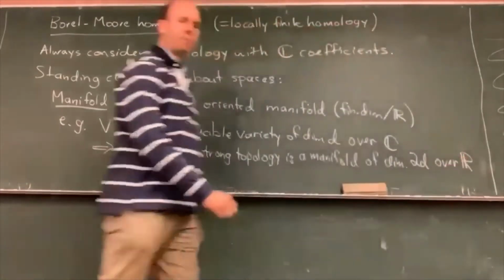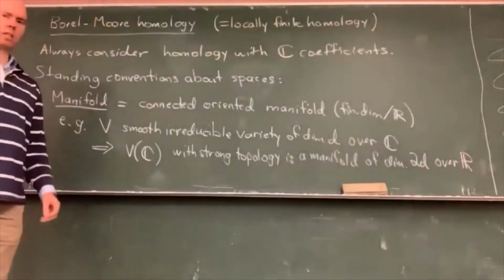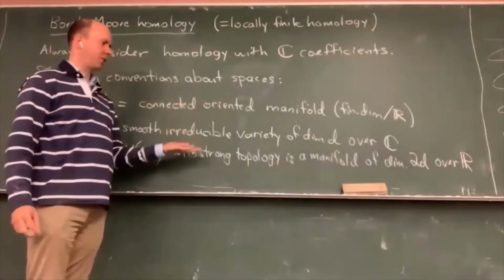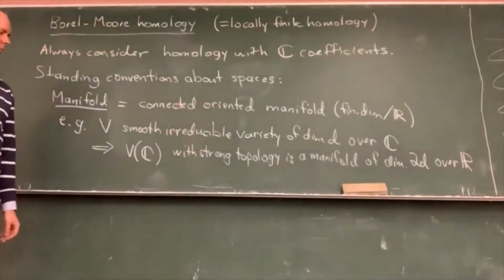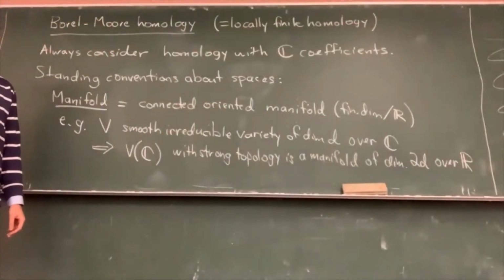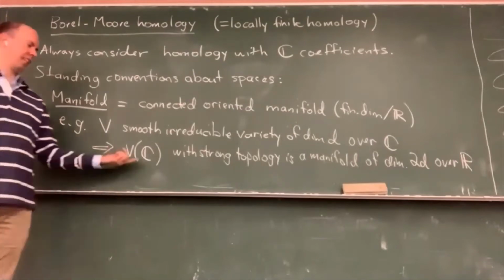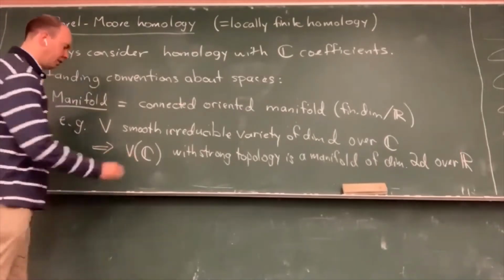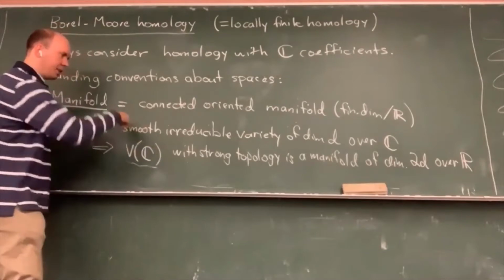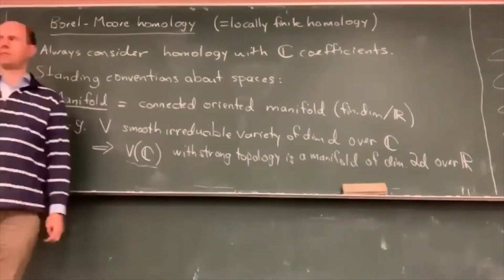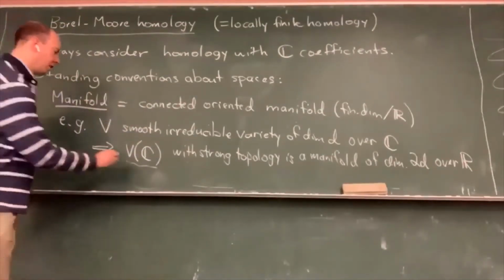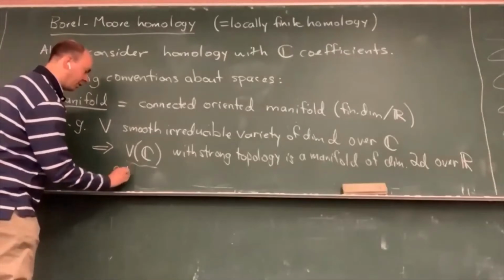Over R. The canonical orientation comes from the complex structure. And I actually, in practice, won't make a distinction between the original variety and its set of C points with the strong topology. So in practice, I would just still call this V.